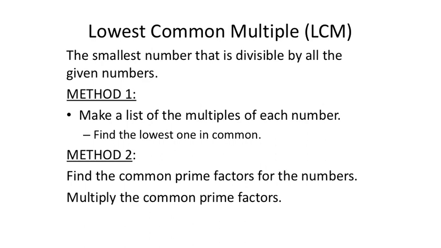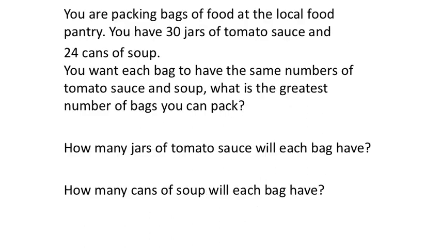But the nice thing is you get to choose which one you like the best. So here you are packing bags of food. Let's see what this is. At the local food pantry, you have 30 jars of tomato sauce and 24 cans of soup. You want each bag to have the same number of tomato sauce and soup.